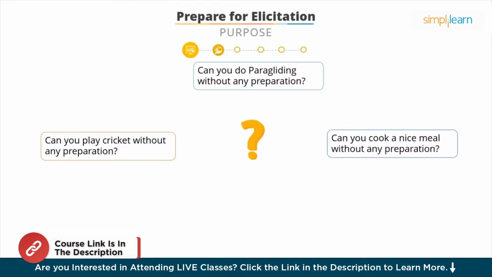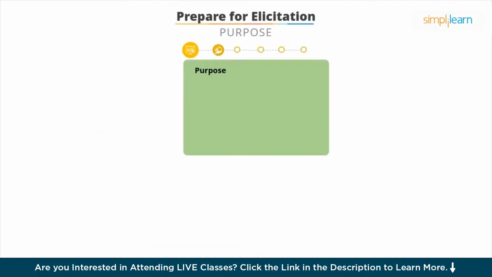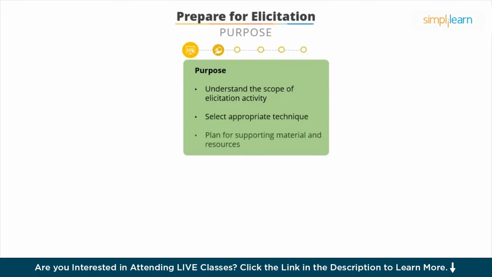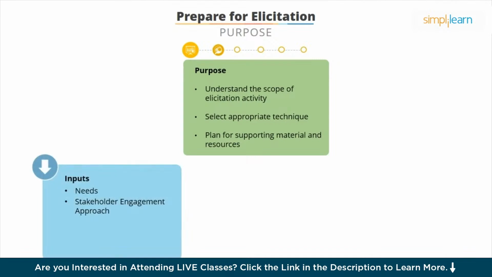Now, can you conduct elicitation without any preparation? You know the answer. What is the purpose of the first task, prepare for elicitation? The purpose of this step is to understand the scope of elicitation activity, select appropriate technique, and plan for supporting material and resources. The inputs are the needs and the stakeholder engagement approach. The output of this task is an elicitation activity plan.